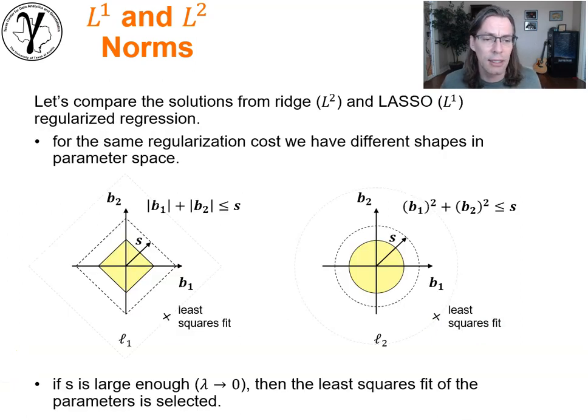So let's visualize that. Let's see the difference between these norms. This is a common visualization I found online. I believe James and all, in their book, have this type of display too, and many authors have shown these types of displays. So let's compare the ridge regression, L2 regularization, against the LASSO. For the same regularization cost, we'll have different shapes in the parameter space. So let's go in B1, B2 parameter space.